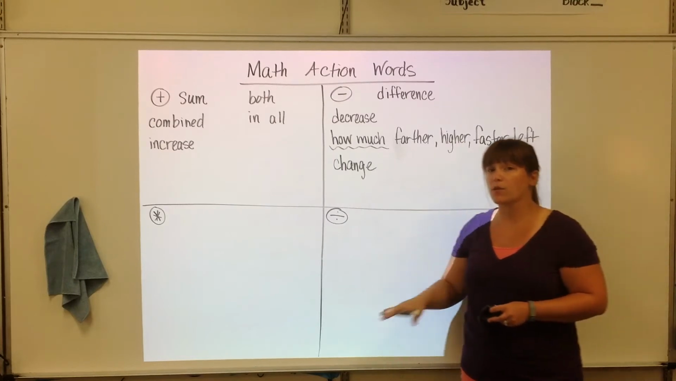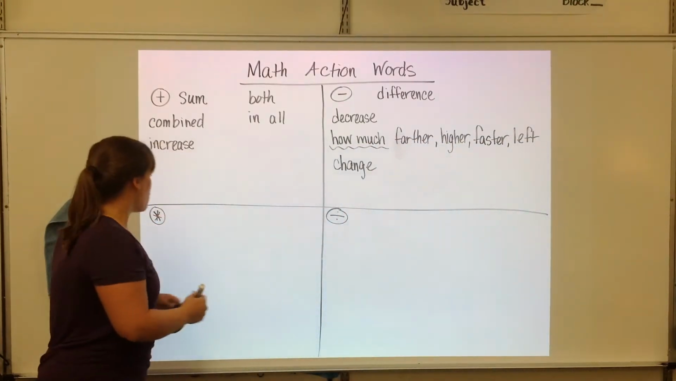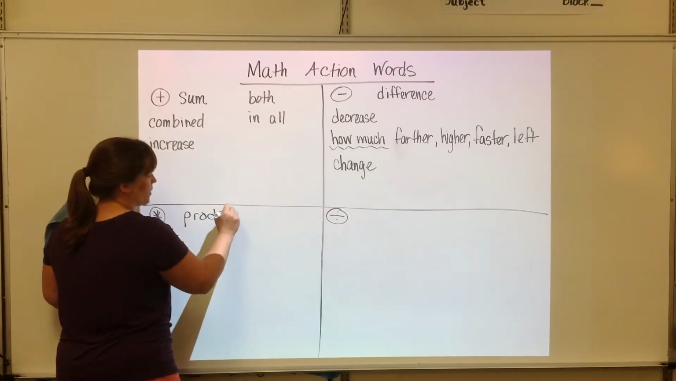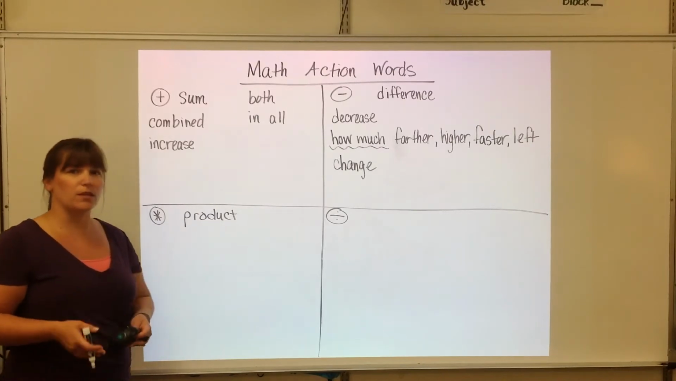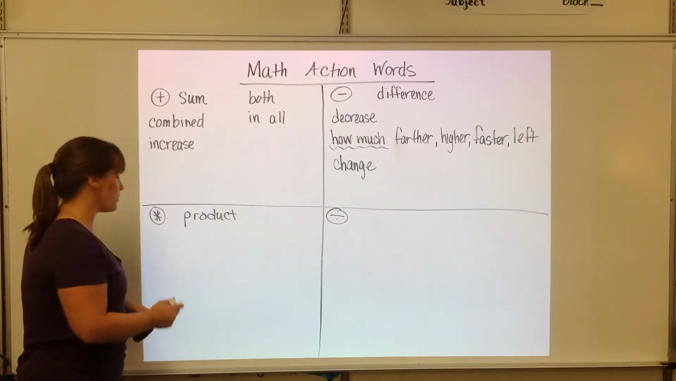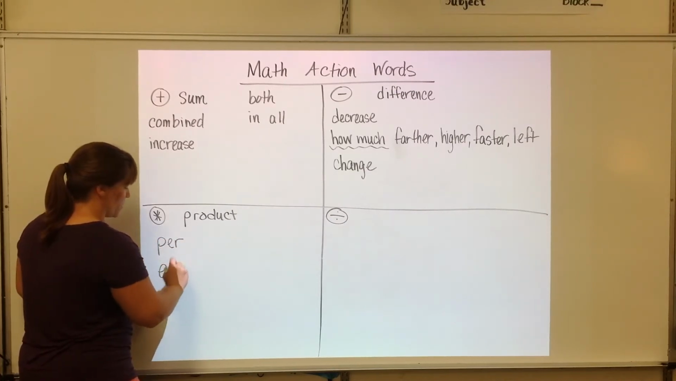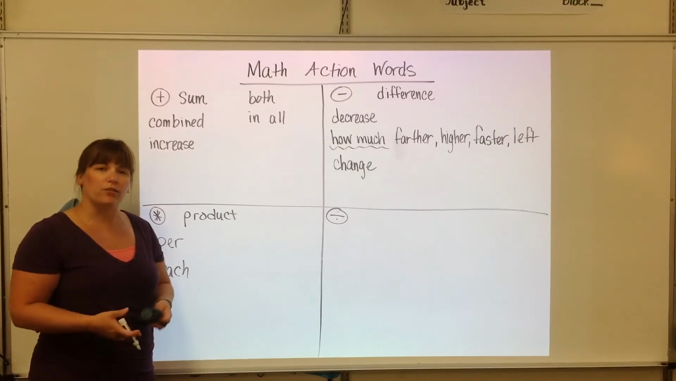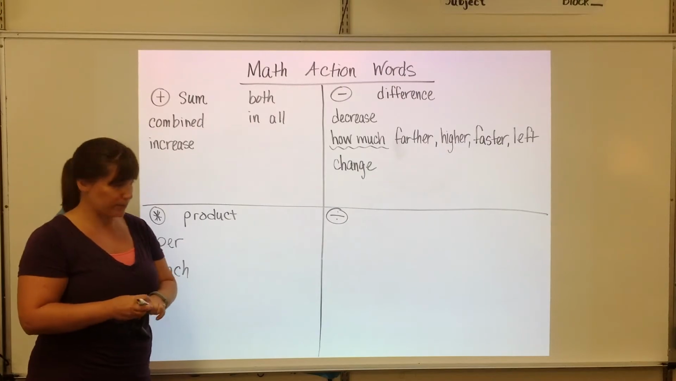For today, we're going to be focusing on multiplication. So that, right off the bat, is product. We're going to be taking the product of 2 numbers. Other words in this lesson that you might see that mean multiplication is the word per and the word each. Like I said, this is a working chart that we'll add to as the year progresses, and I just wanted to get you started for today.